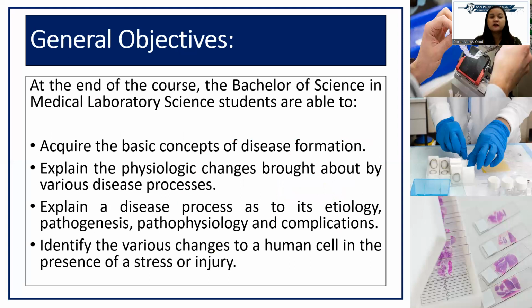Okay, next are the general objectives. Hopefully, by the end of this course, we will be able to meet the following objectives. So you must acquire basic concepts of disease formation since we will be talking about disease. Then, explain the physiologic changes brought about by various disease processes. So, of course, once we have disease in our body, the normal reaction of the body is there will be a change in the balance of the different components that we have.